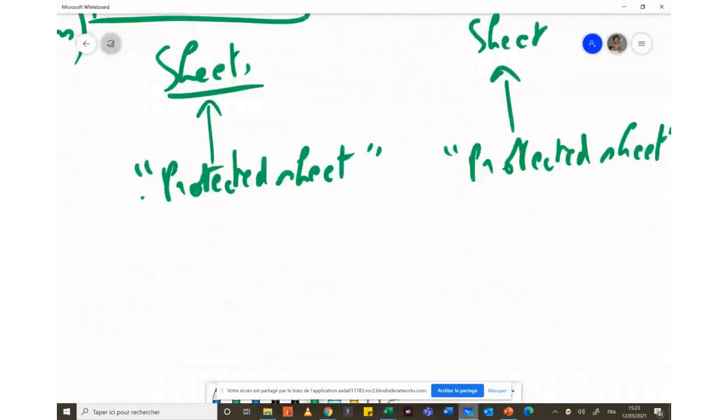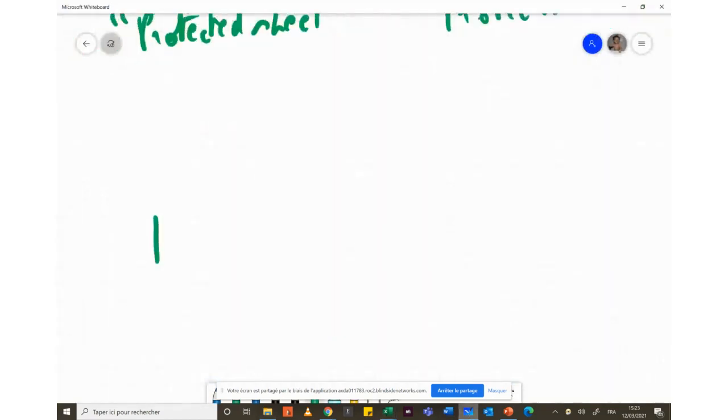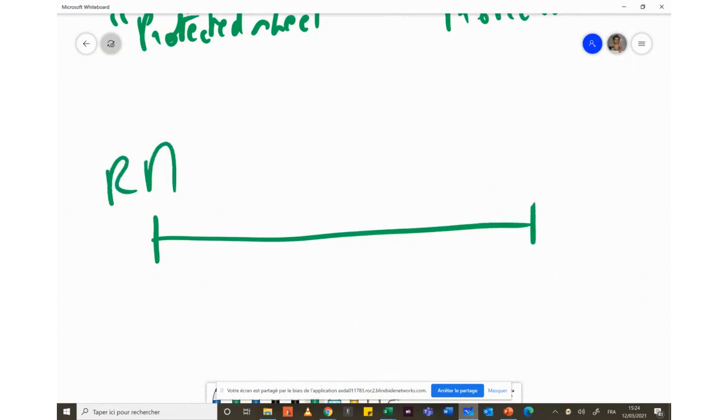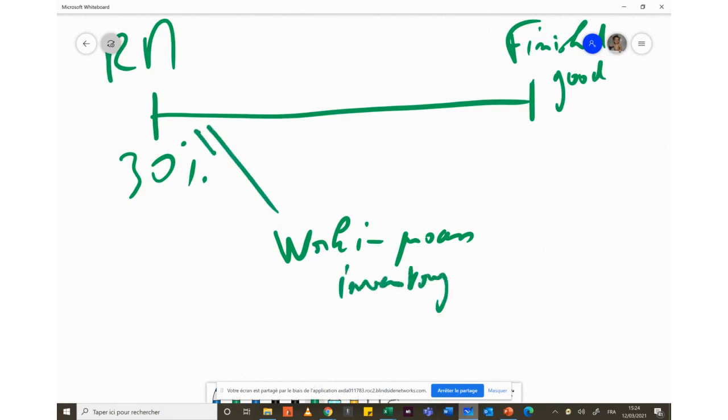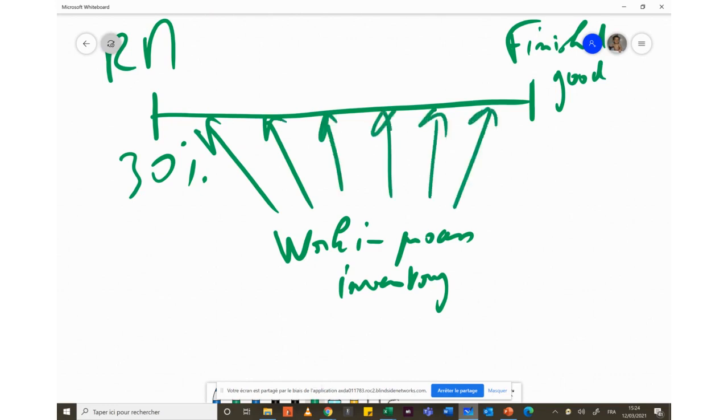At the beginning of the manufacturing process, we already have the raw material, which represents 30% of the selling price. The finished good is at the end of the manufacturing process. So here the product is finished. The work in progress, or work in process inventory, is all the inventories during the manufacturing process, excluding the raw material inventory and excluding the finished good inventory.